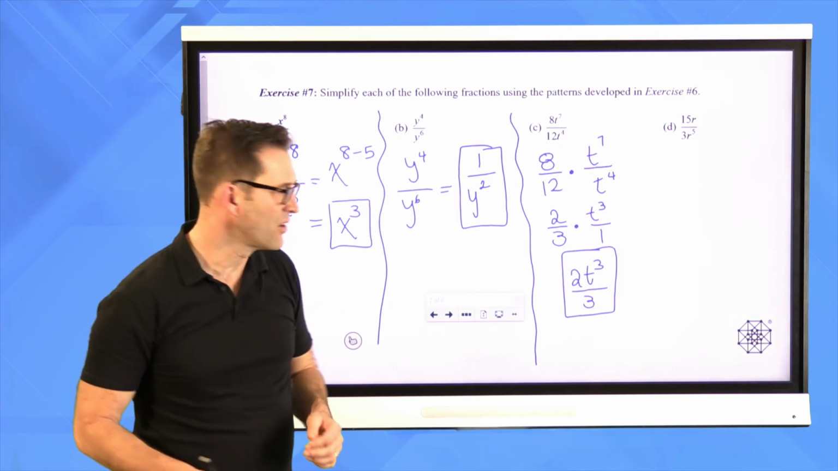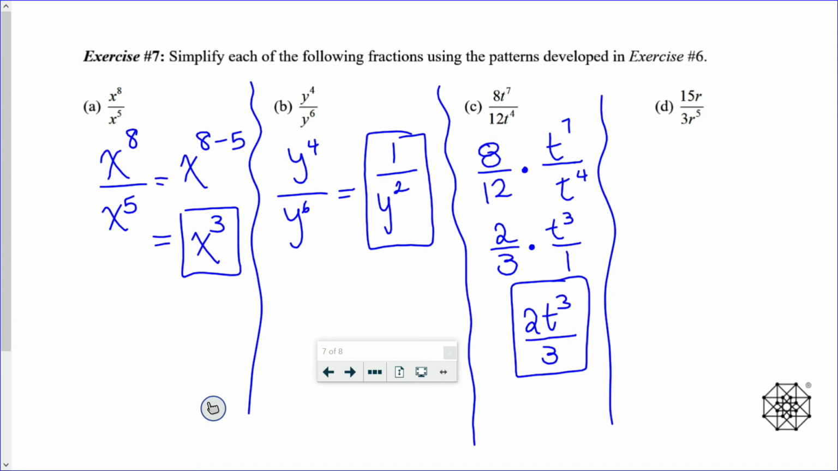All right, let's take a look. So in letter D, same situation. I'm going to rewrite this as 15 divided by 3 times r, maybe I'll write it as r to the 1st divided by r to the 5th. Well, 15 divided by 3 is just 5, and r to the 1st divided by r to the 5th, because the power is larger in the denominator, I get r to the 4th.